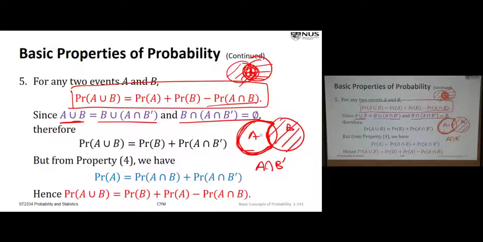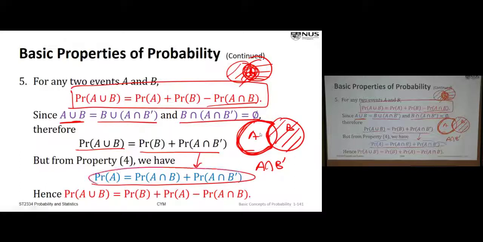Therefore, I can substitute, and then for this part, how to get it? From property 4, we have this. Therefore, I substitute and I arrive at this. All right? Probability of A union B equals probability of A plus probability of B minus probability of A intersect B. So it seems not too difficult. But then you ask yourself, what happens if I want to find out the probability of A union B union C?